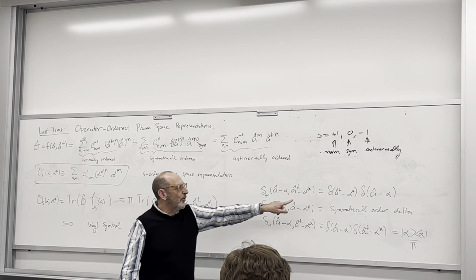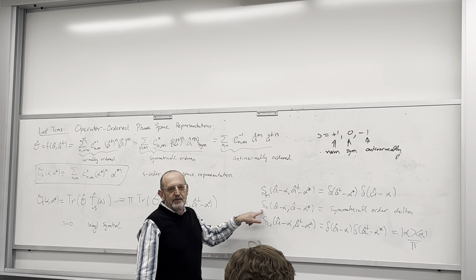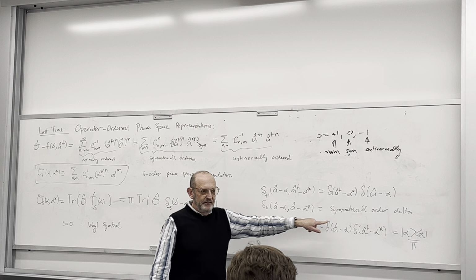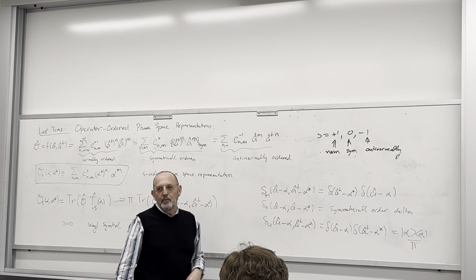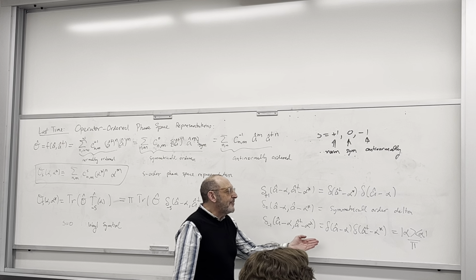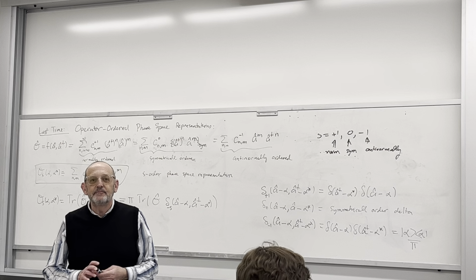This is the normally ordered delta function. This is the symmetrically ordered delta function, the one we've talked about for some weeks, and this is the anti-normally ordered delta function, which happens to be the projector onto the coherent state. Okay.